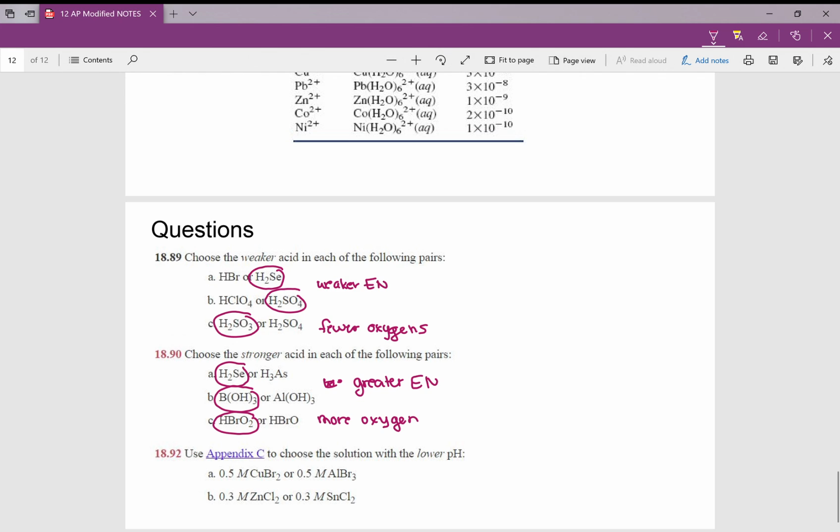And then if you did look up Appendix C, which was just in the slide before, because these are all the same concentrations, we can just use their Ka values. So just based on Kas, we would have the 0.5 molar aluminum bromide and then the tin chloride solution. In both cases, they have larger Ka values, so it's going to be more acidic. It produces more hydronium, so it's going to have a lower pH. Okay, that's it.